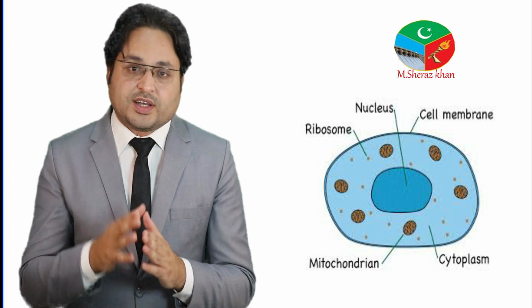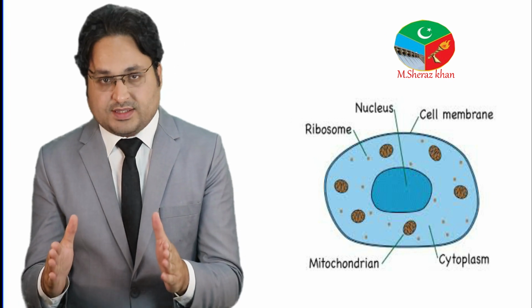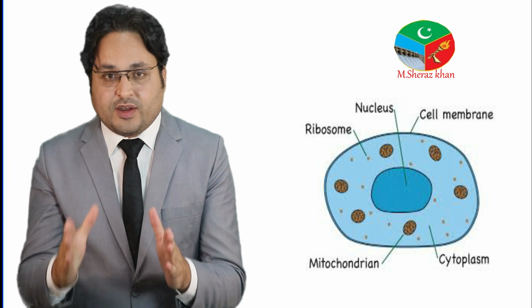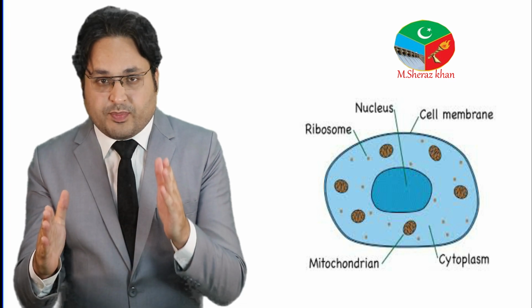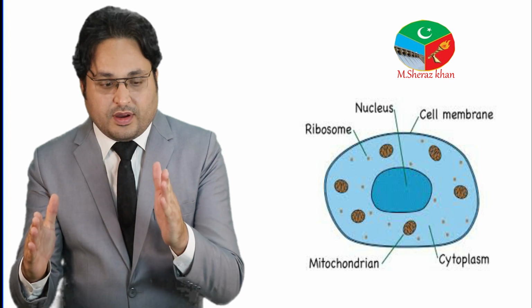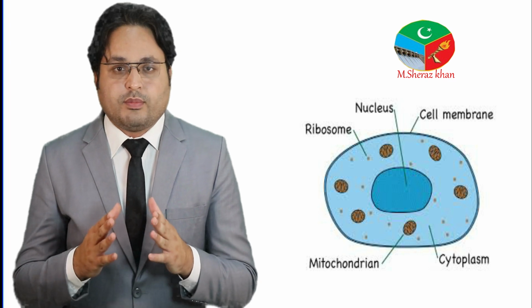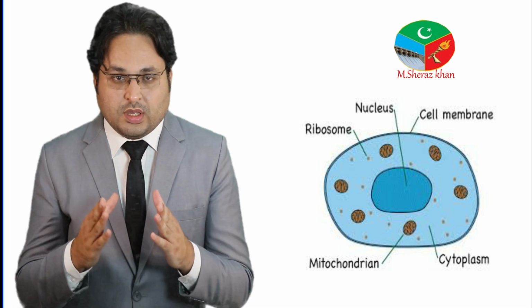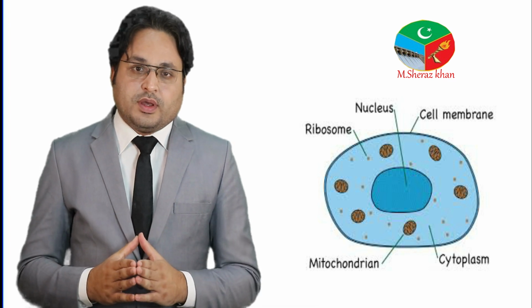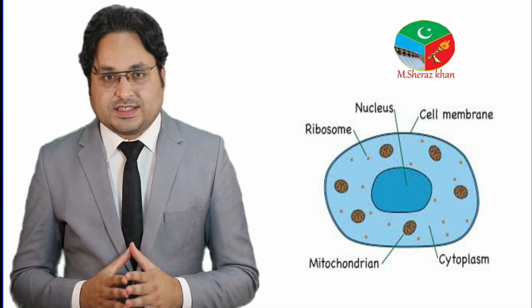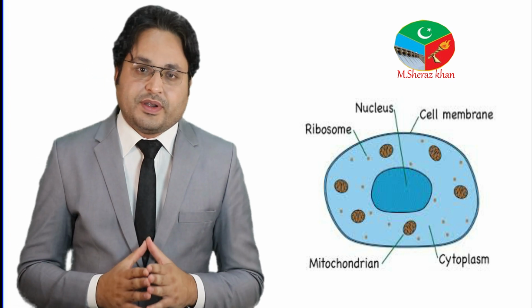So if someone asks me the question, what is cytoplasm? Always keep in mind, cytoplasm is the region which is present between the plasma membrane and the nuclear membrane. And we say it's a semi-liquid portion of the cell. What does it mean by a semi-liquid portion? It means that it's a gel-like structure. It has some properties of liquid as well as solid. That's why we say it's a semi-liquid portion of the cell.